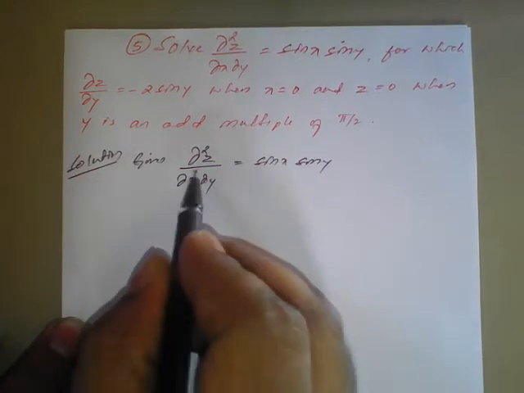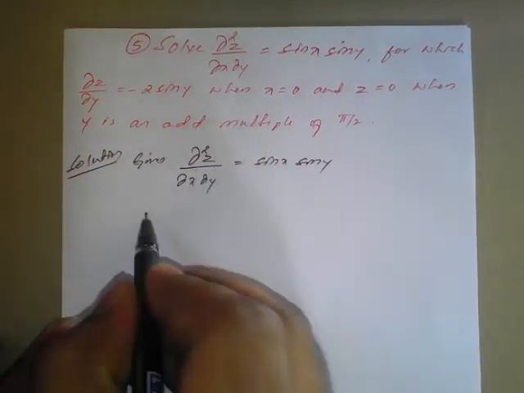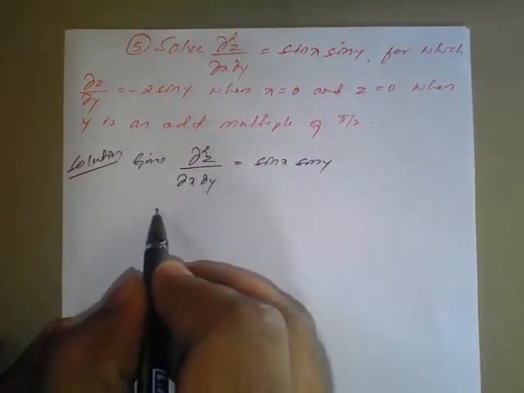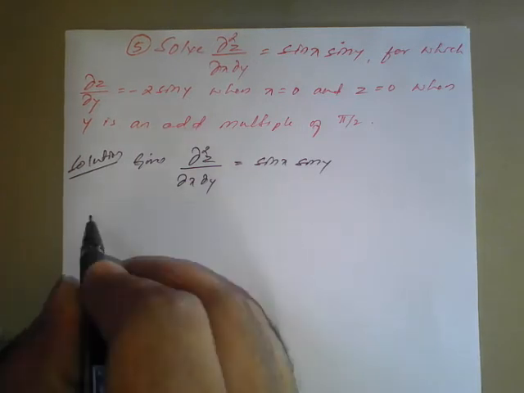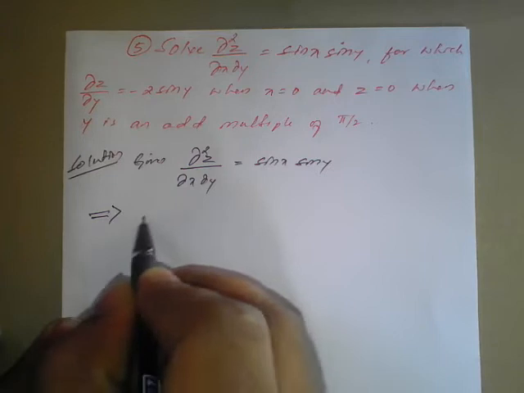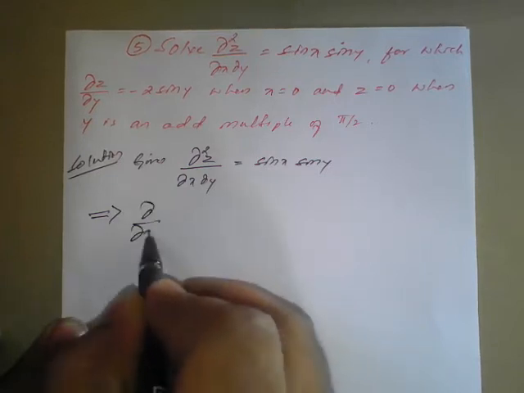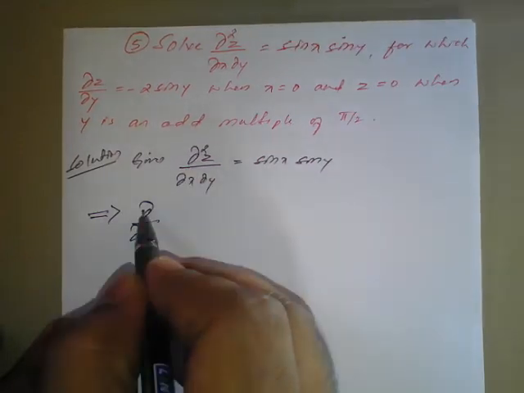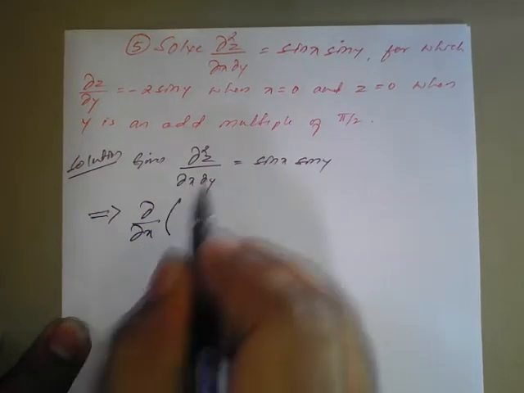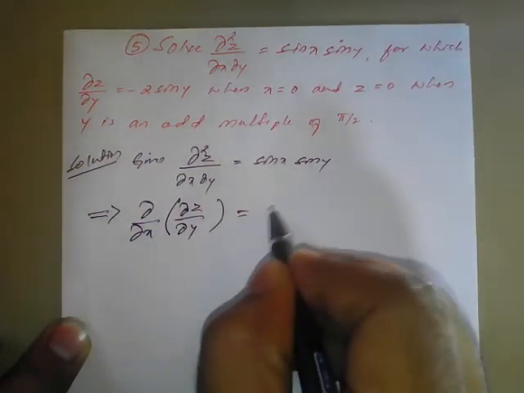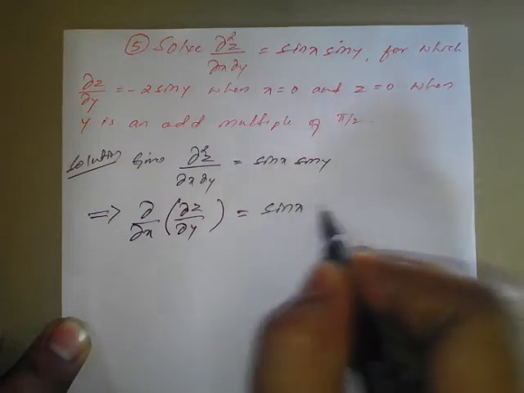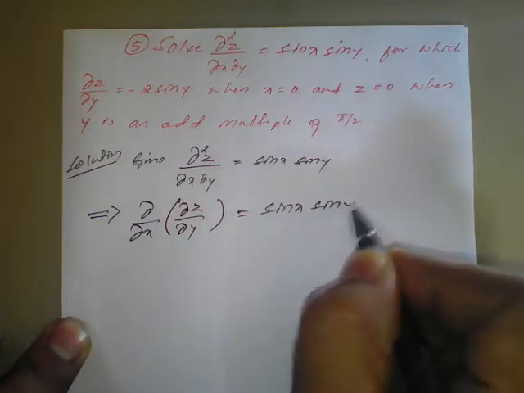Before integrating I will rearrange this. You can go for direct integration also, but I will rearrange, then we will go for integration. So this can be written as ∂/∂x of ∂z/∂y. Among this ∂², I have taken one ∂ with dx, and this is as it is, equal to sin x sin y.